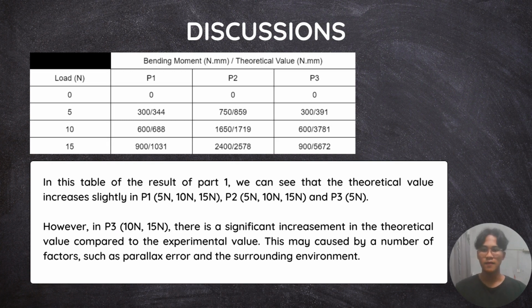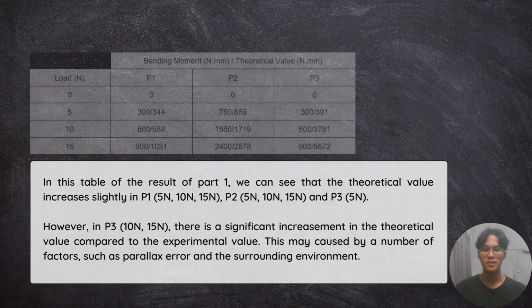In this table of the result of part 1, you can see that the theoretical value increased slightly at P1 when applying 5 Newton, 10 Newton, and 15 Newton, and at P2 when applying 5 Newton, 10 Newton, and 15 Newton, and lastly at P3 when applying 5 Newton. However, at P3, when we applied 10 Newton and 15 Newton, there is a significant increase in the theoretical value compared to the experimental value. This may be caused by a number of factors such as parallax error and the surrounding environment.